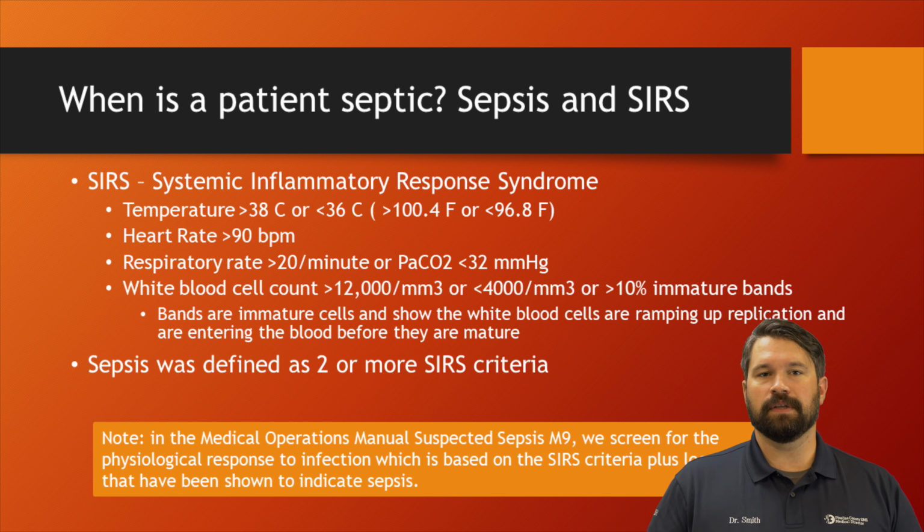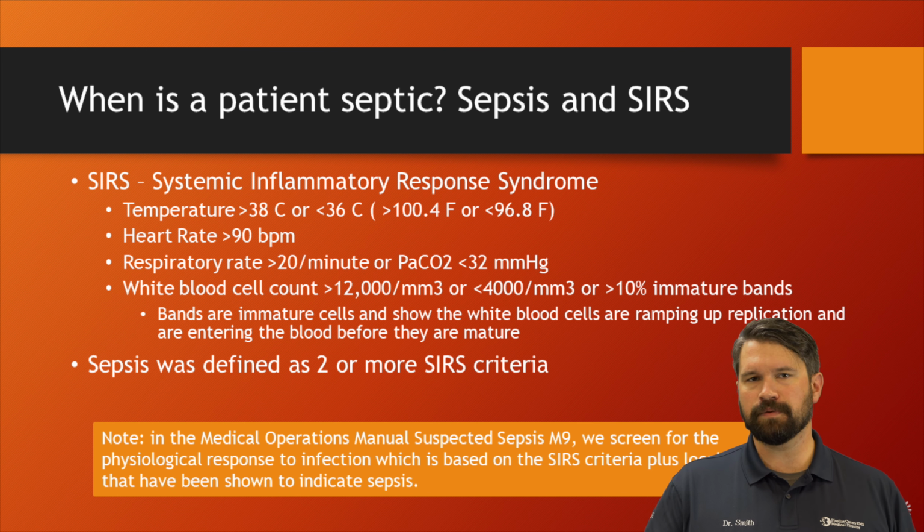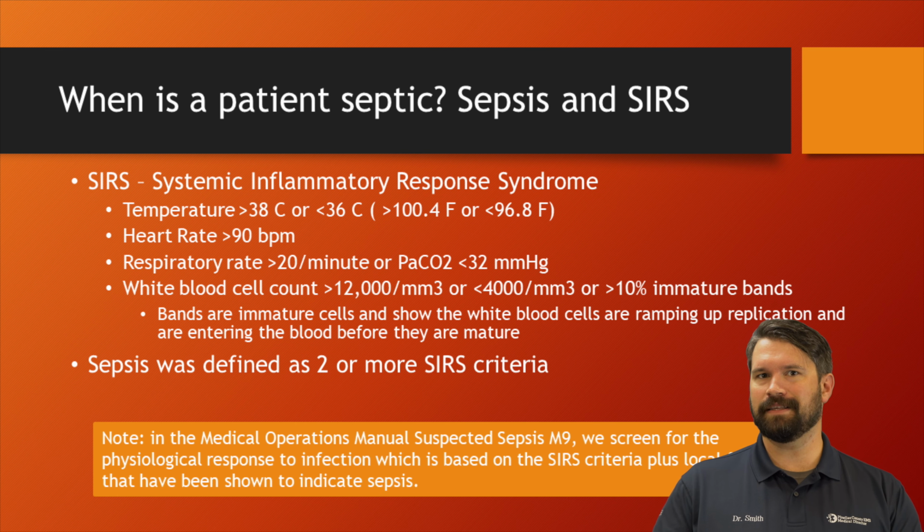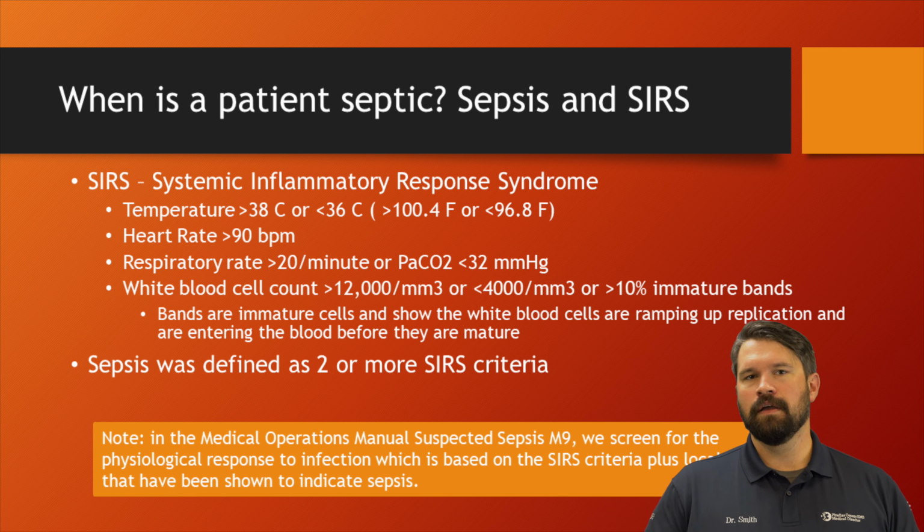So the criteria are: a temperature that's basically hyper or hypothermic, so over 38 Celsius or less than 36 Celsius. Heart rate over 90. I know that we use tachycardia as usually around 100, but for SIRS we use 90. Respiratory rate over 20, or a PaCO2 less than 32 millimeters of mercury. We're not going to check that so much in the field, but tachypnea is important. A white blood cell count over 12,000 or less than 4,000, or greater than 10% bands. Bands are immature cells that are starting to grow, so if we see more bands on the blood smear, that means that the body is increasing its white blood cell production.